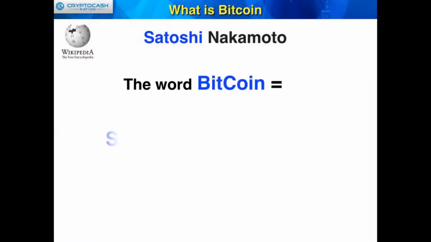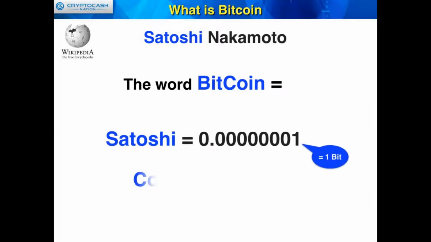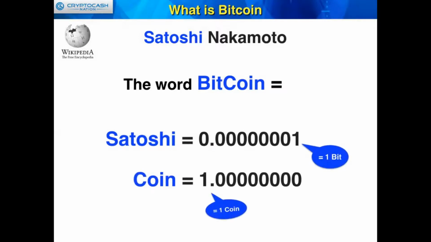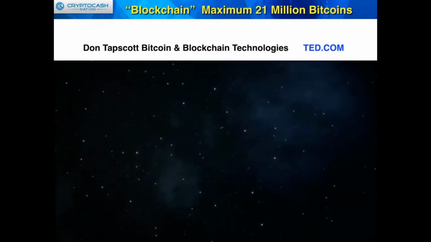Okay, the word Bitcoin. So Satoshi is that, and a coin obviously is 1. So that's why it's a bit of a coin. That's where the name came from. And Nakamoto is a very prestigious name in Japan. If you're a Nakamoto, it's like being a Rothschild or a Sinclair or something of that nature, which is interesting because Japan was the first country in the world to make it legal tender.